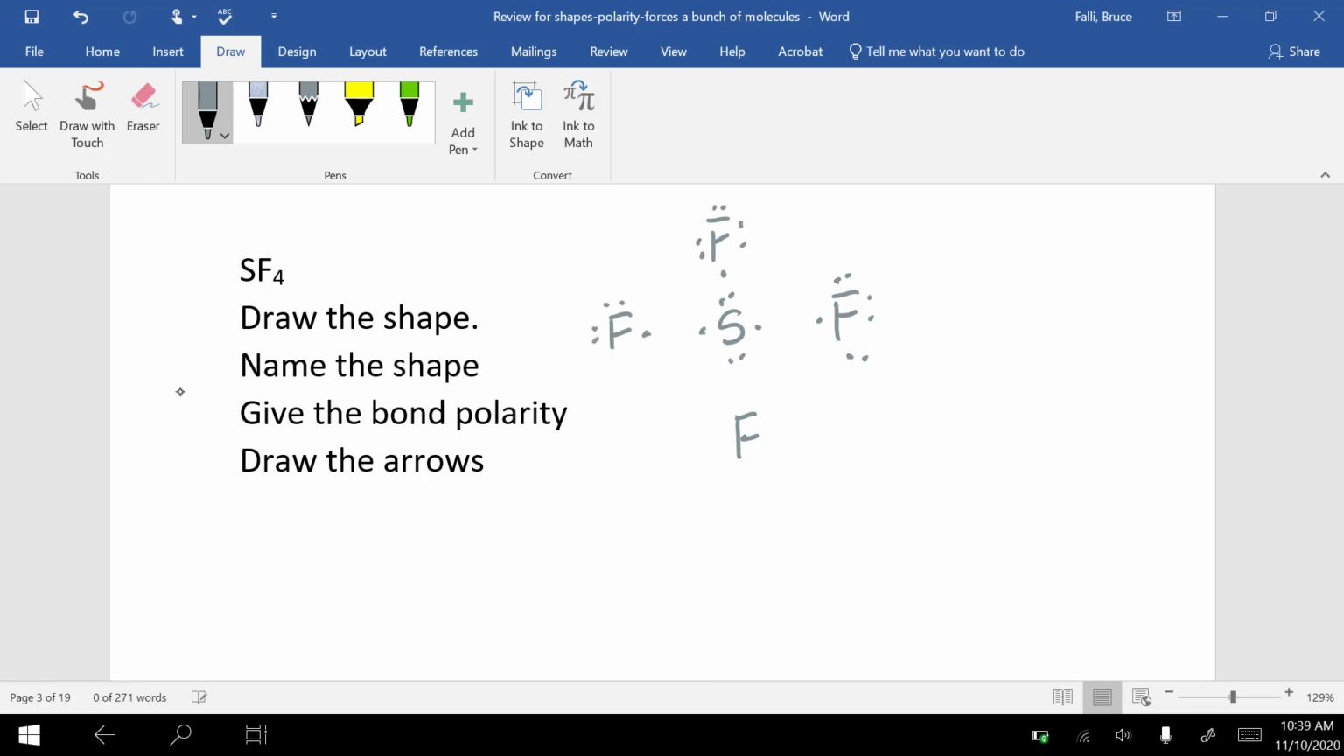F has 7 valence electrons. The periodic table tells me that. Connect the dots, la, la, la. Connect the dots, la, la. Okay, so now, notice I don't have any charges, so I can't add any electrons or take any away.